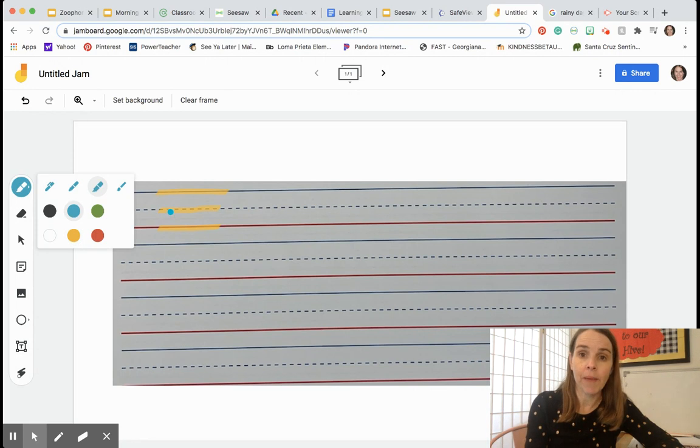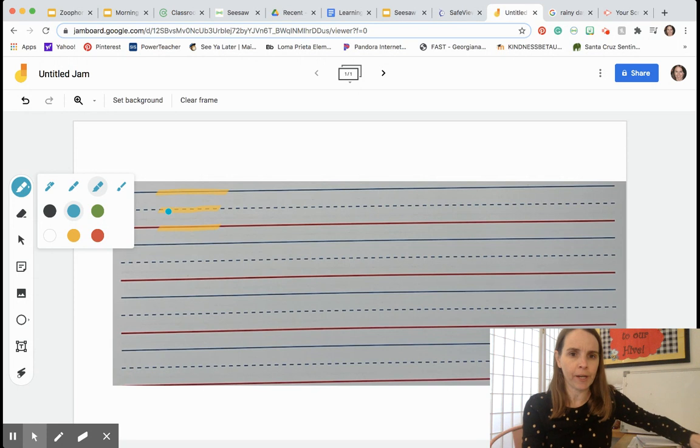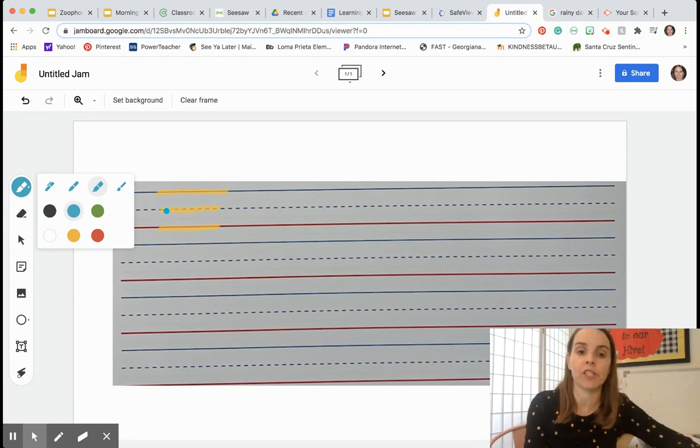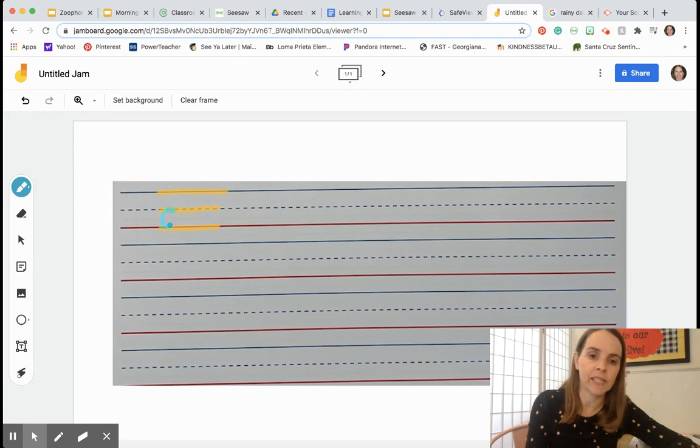So our C, magic C, is a small letter. So it's going to be between the dotted line and the bottom red line. Magic C. Okay. Our next letter, the O, is a small letter, so it's between the dotted line and the bottom red line. Magic C, up and around. And our last letter, the S, starts at the dotted line. Magic C, and around and down.